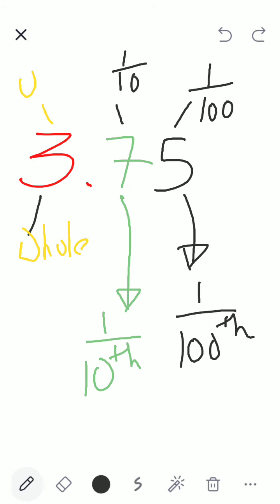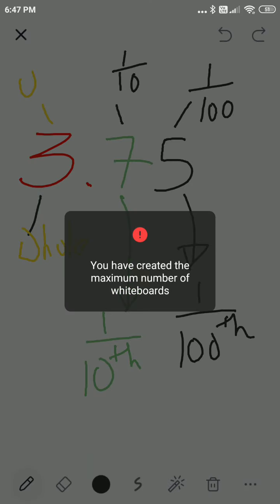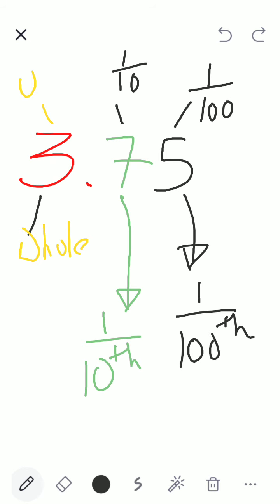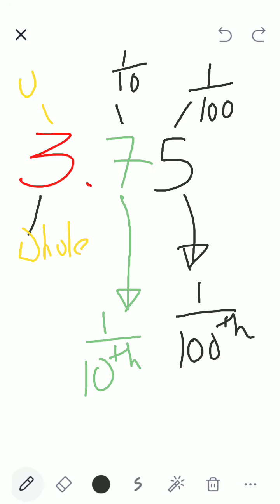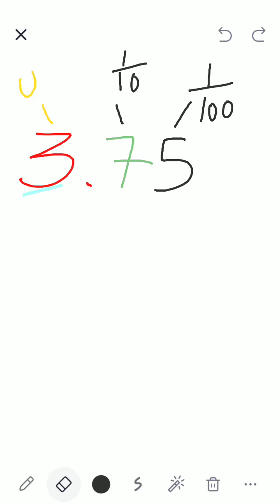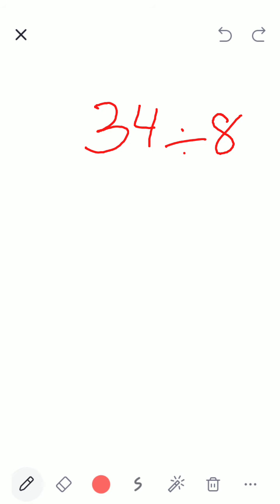Now suppose I give you all another scenario. Children, I hope you all are writing. Let me give you all 34 divided by 8. 34 divided by 8.